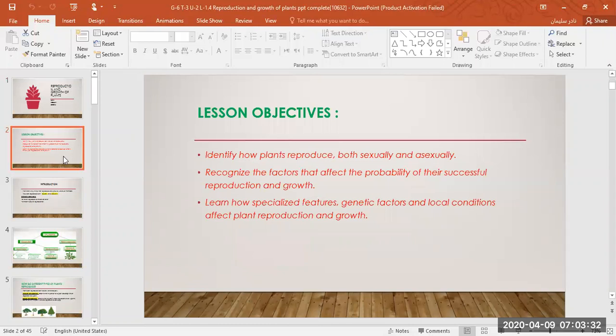During this lesson, we discussed the following points and we learned the following points. We identified how plants reproduce both sexually and asexually, and we recognized the factors that affect the probability of successful reproduction and growth. Also, we learned the factors that affect the growth of the plant. Not only this, but also we discussed how plants reproduce sexually by formation of seeds and asexually. Let's revise together the main ideas for this lesson.